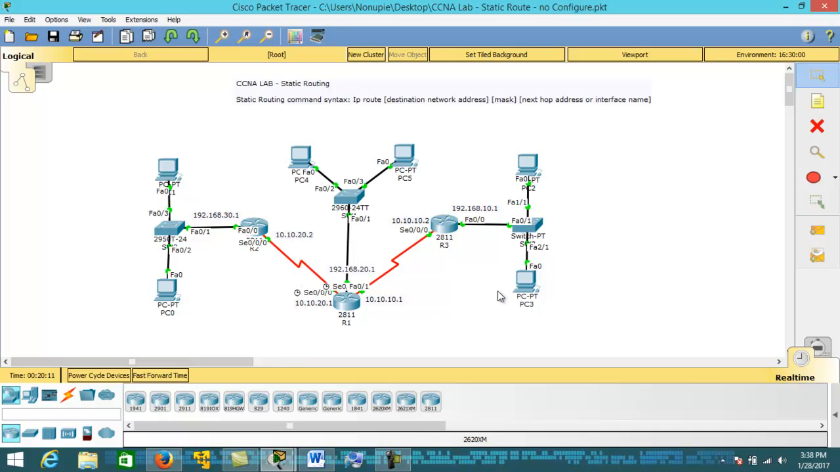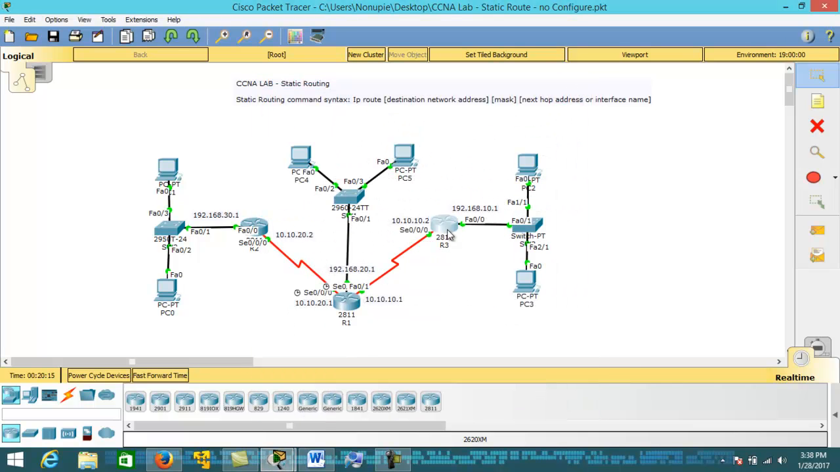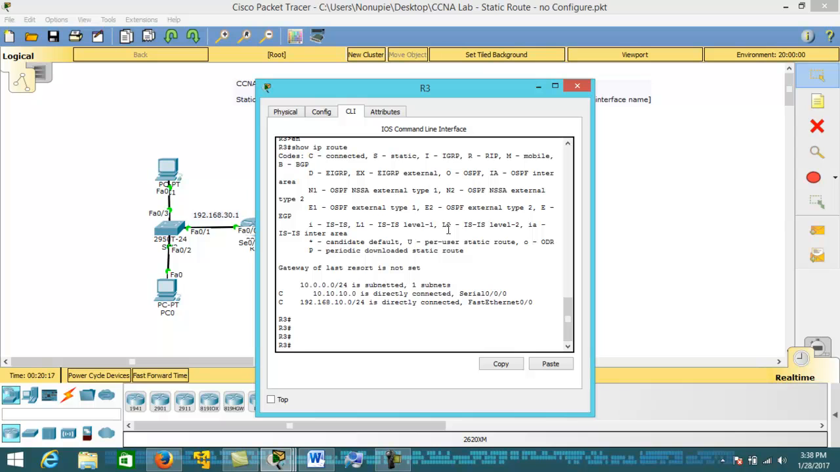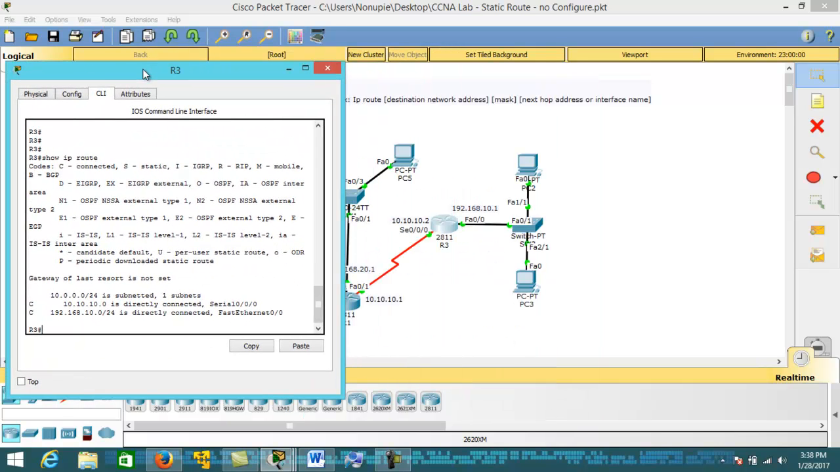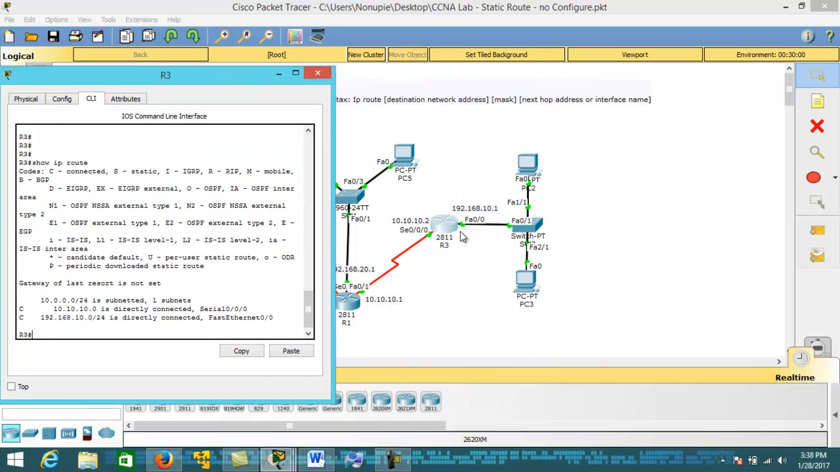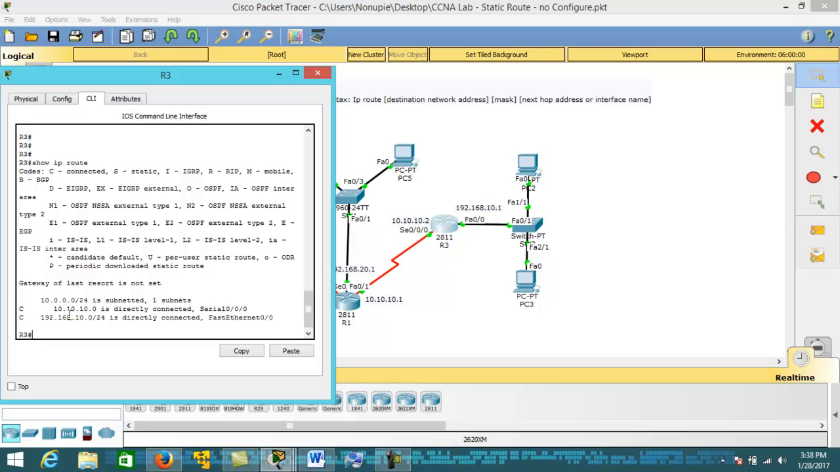So we are going to configure the static routing on all these routers. Let me show the routing table of this router also. So, show ip route. You can see that it only knows the networks that are directly connected to its interfaces, that is the 10.0 network, the 192.168.10.0 network and the 10.10.10.0 network. This C means directly connected, you all know that.